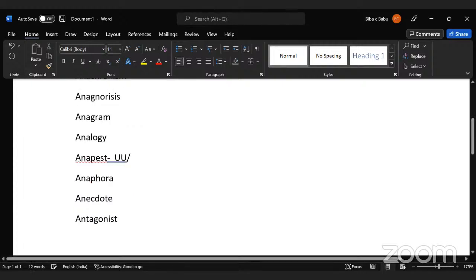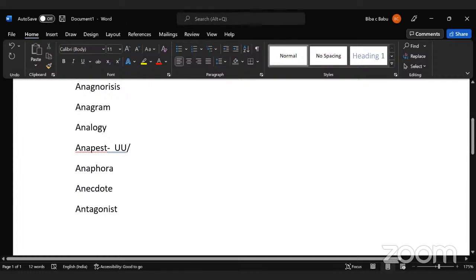Next is antagonist. So antagonist is the villain of the story. The main character is called protagonist, that we will see when we come to P. Protagonist is the main character and antagonist is the opposite of protagonist. So he or she will be the villain character. Antagonist is the major character who opposes the protagonist in a story or play. So the villain character is called antagonist.